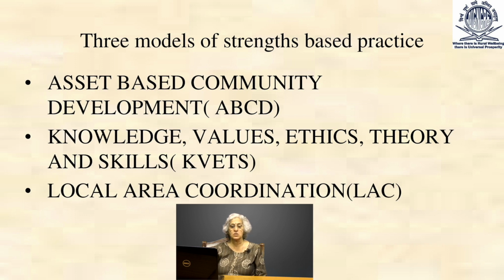The second has a little longer title. It is called knowledge, values, ethics, theory and skills. I am repeating, there was a slight error. The second model is called knowledge, values, ethics, theory and skills, and the third model is called local area coordination model.